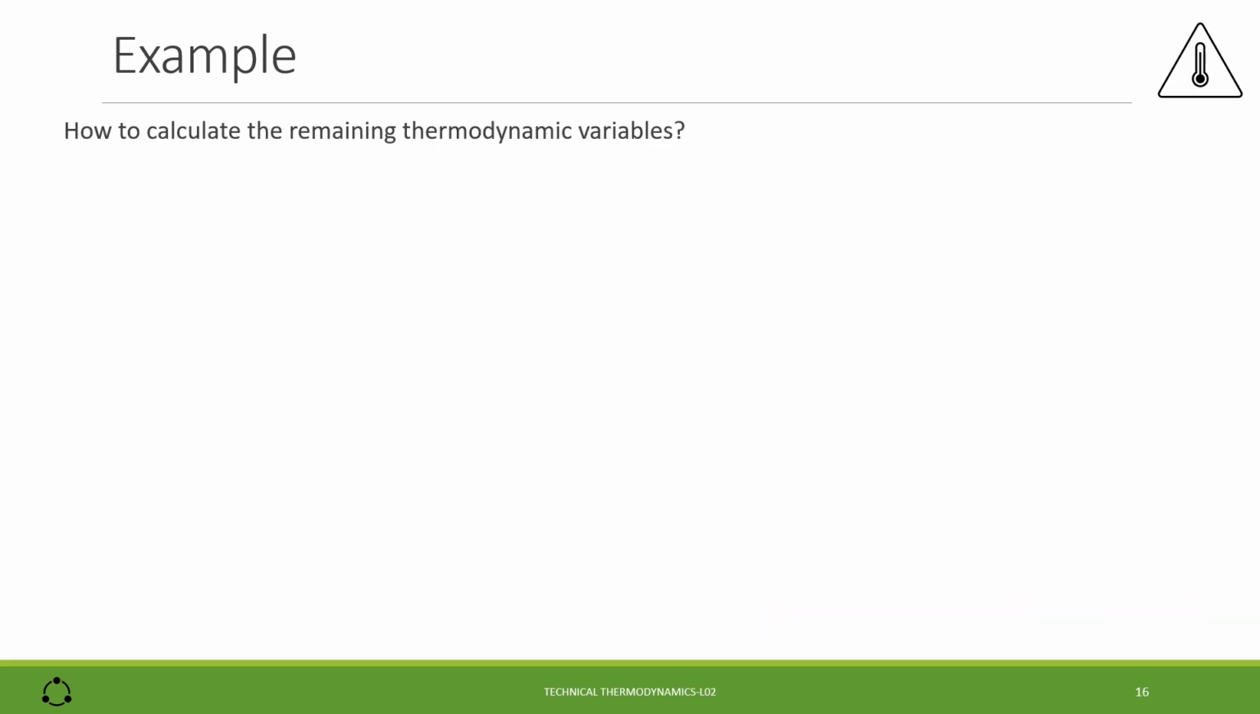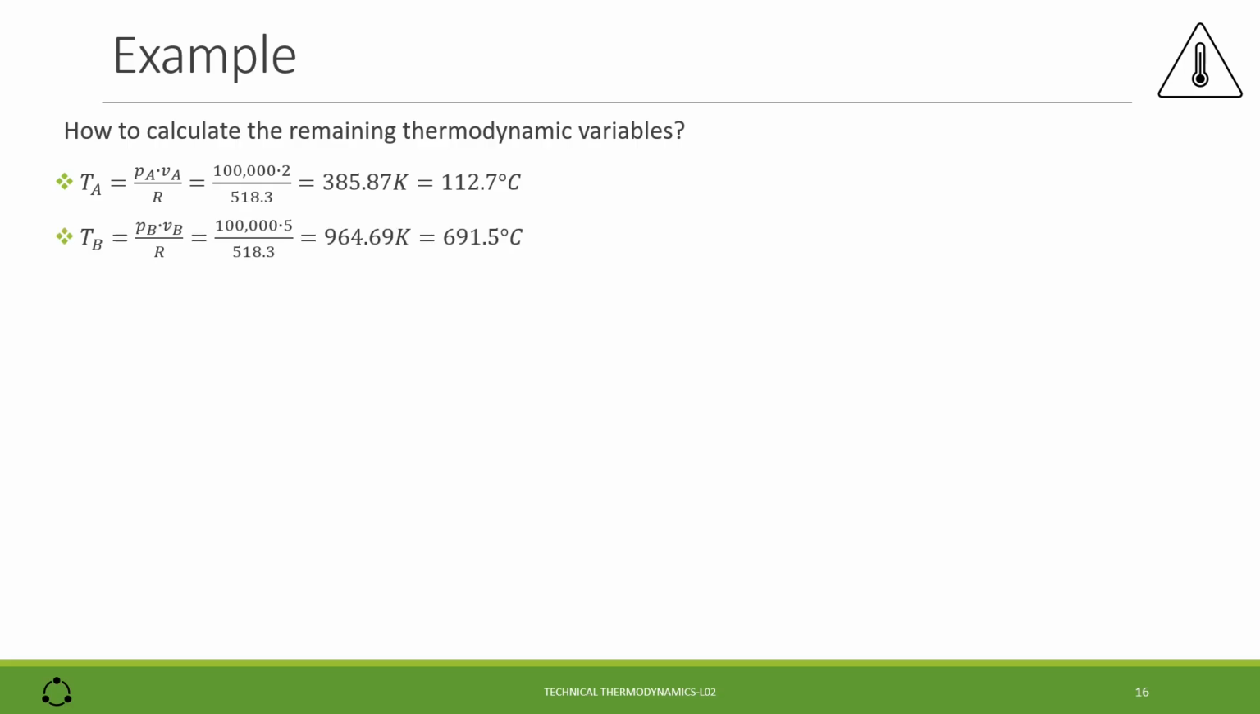How to calculate the remaining thermodynamic variables? The temperature T at the state A is P into V over R. We find 112.7 centigrade.